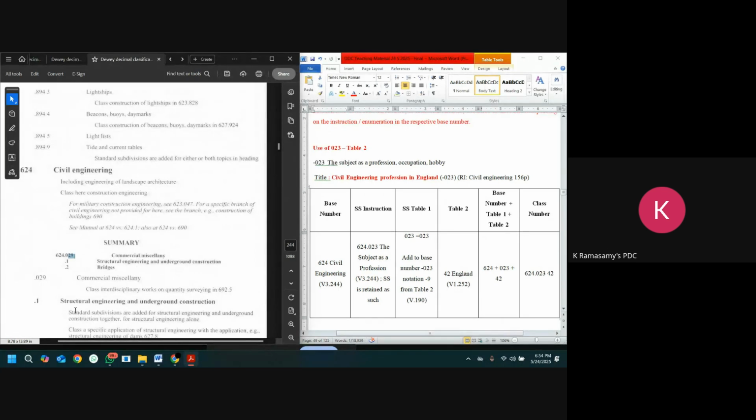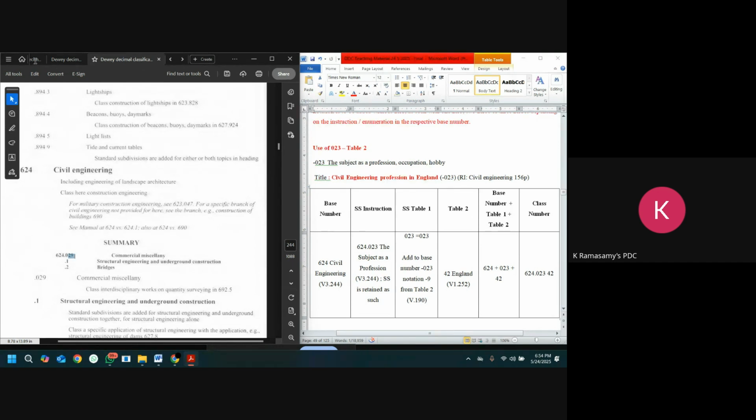So there is one example. That means that standard subdivision should have only one 0. So I just follow that. 624.023 I have given. Very simple, no problem. But the title says civil engineering profession in England. If the title is civil engineering profession, the answer will be 624.023. That's it. But we want to extend 023.